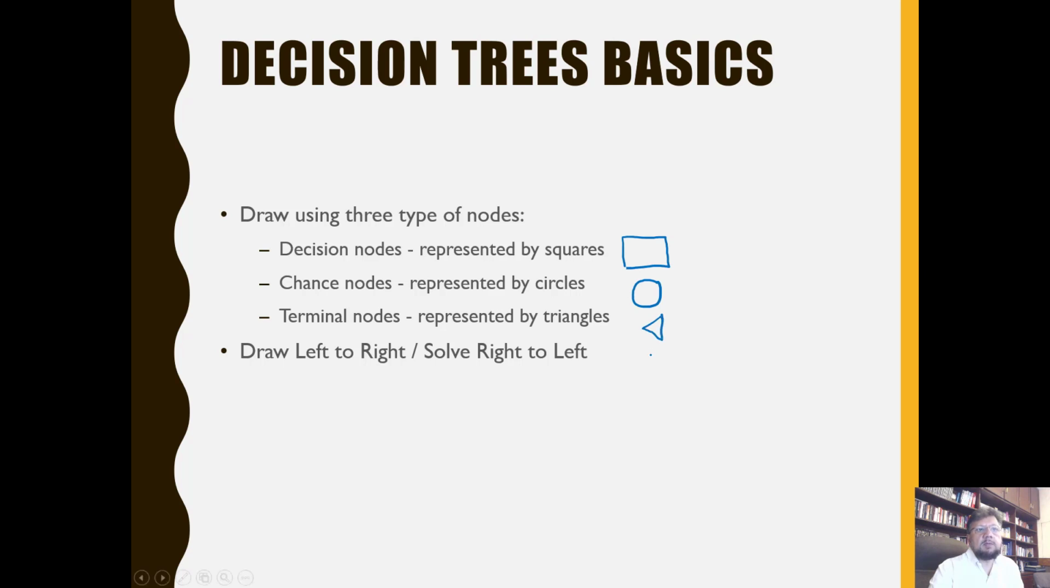So basically three shapes. You start drawing a decision tree from the left hand side. So let's say I was trying to do a decision tree, and I want to take a decision whether to order pizza or to order a club sandwich. So that's how you represent it. It's your decision.